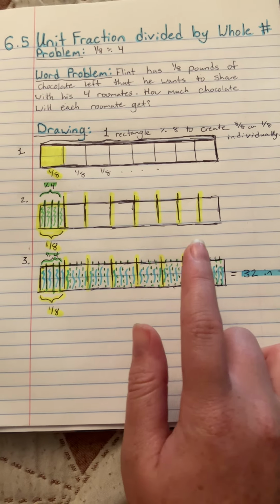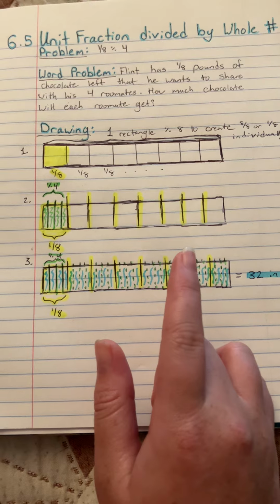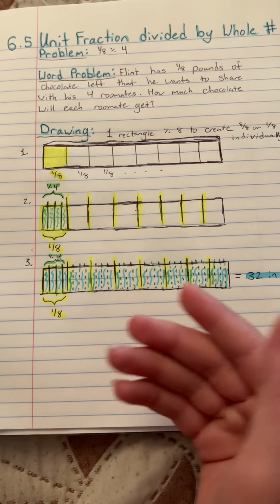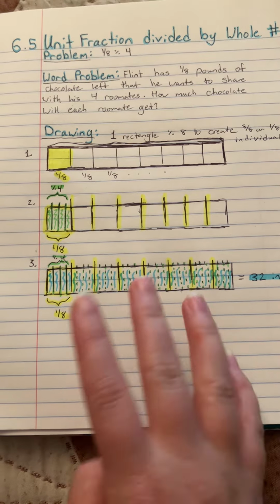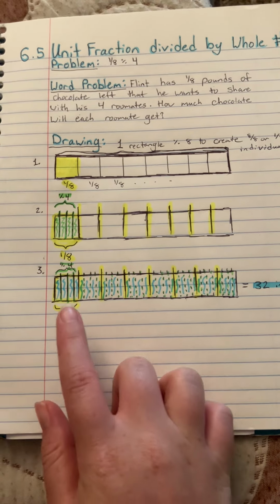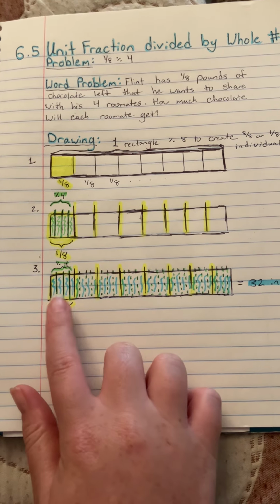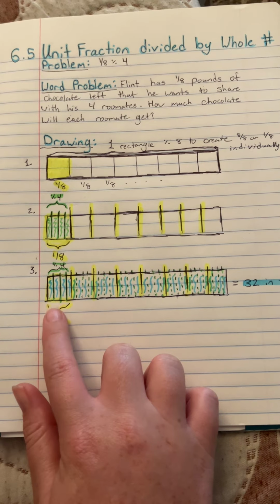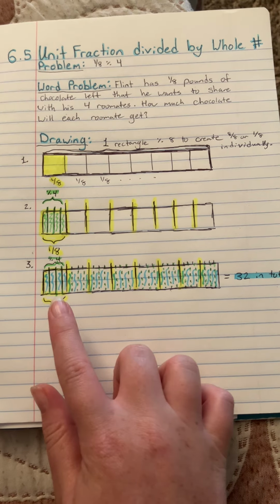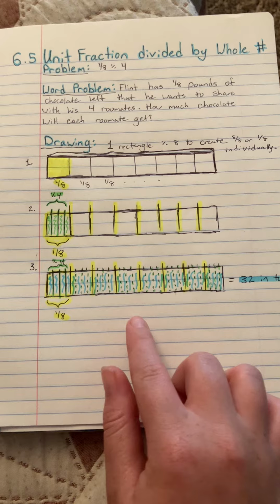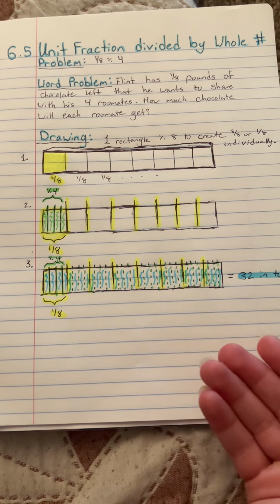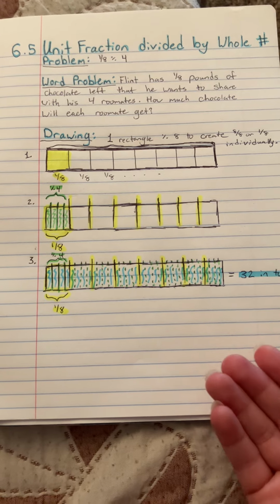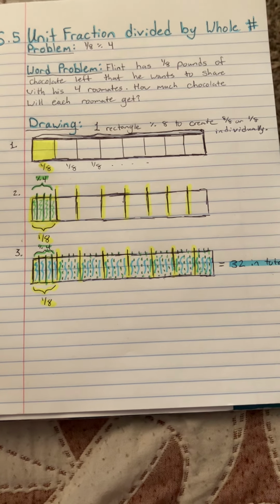Now when we go back to the word problem, it asks how much chocolate will each roommate get. So since there's 4 roommates and you divided this section by 4 equally, it seems like we'll have 1/32 as the final outcome for everyone getting a piece of chocolate.